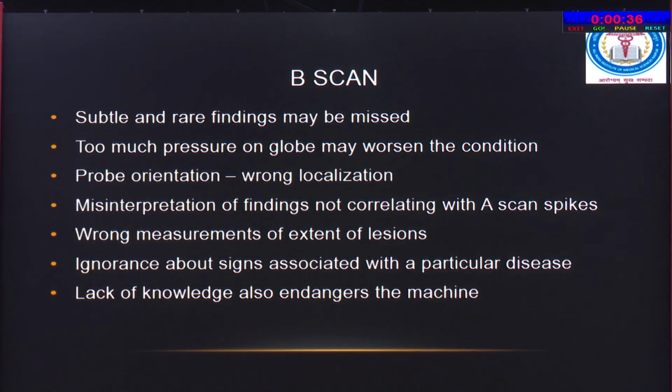So on the B scan, as madam talked about the choroidal melanomas, yes, it is very important, but the limits of the lesion can always be missed. The residents do not have a clear-cut idea about the pathology, how far the pathology extends, and they can miss the extent, and hence the planning changes accordingly. The probe orientation may be wrong. The wrong measurement of the extent of the lesions I have just talked about.